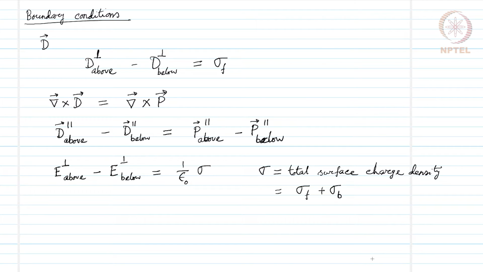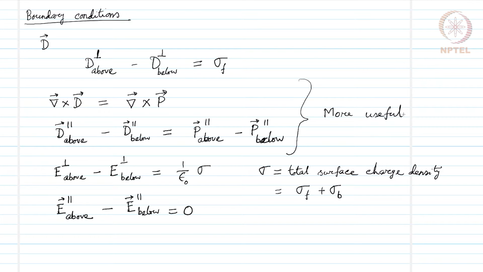And for the parallel component, because the curl of the electric field is 0, therefore E parallel above minus E parallel below will still be 0. Now, we are saying that these equations are valid for electric field, but the one for displacement is more useful in the context of a dielectric material. The other one has limited use.